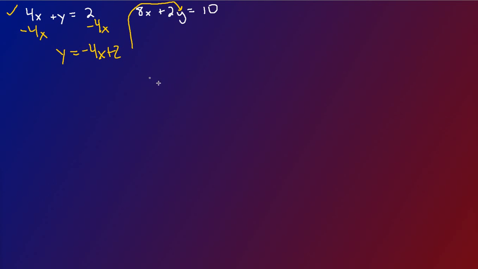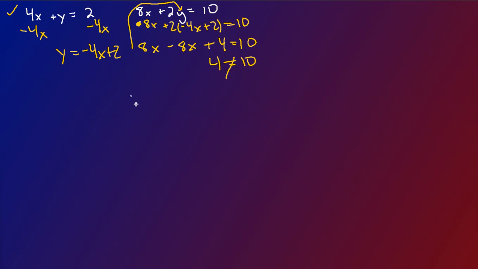Okay, so I am going to subtract the 8x, or not yet. I'm going to replace the y with negative 4x plus 2. And now I'll distribute the 2. So I have 8x minus 8x plus 4 equals 10. And 8 minus 8, that's 0. Well, that's possible to happen. But now look, I don't have any variables, and I have 4 equals 10, which is not true. That's never true. So what do I say here? Well, I say no solution.